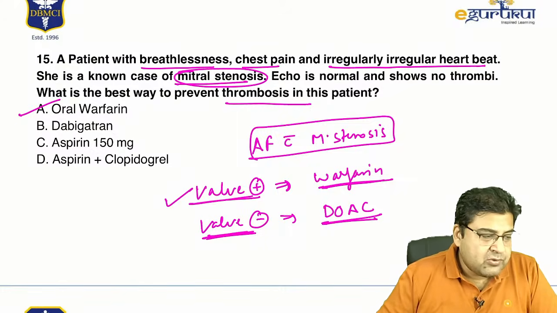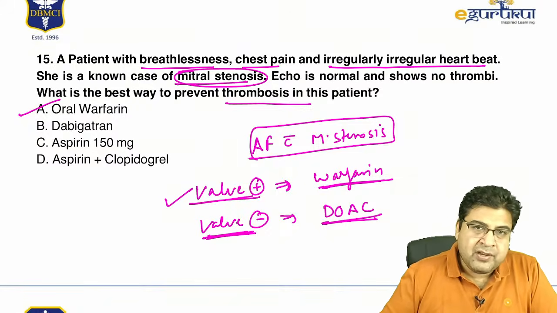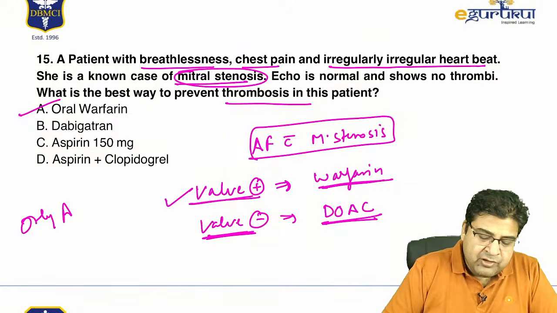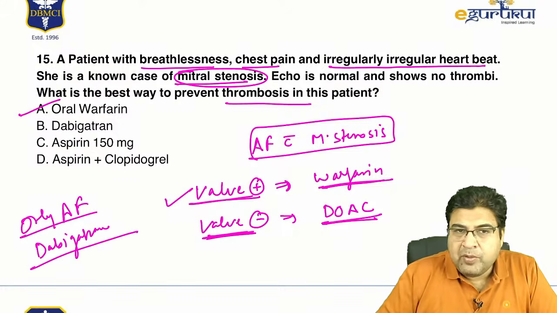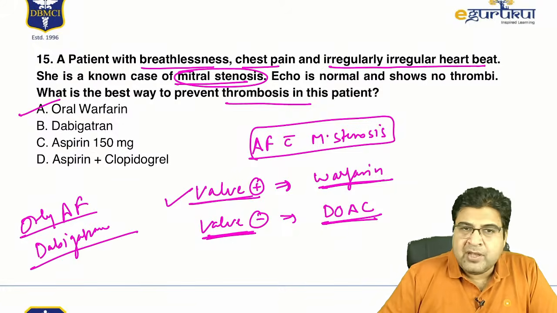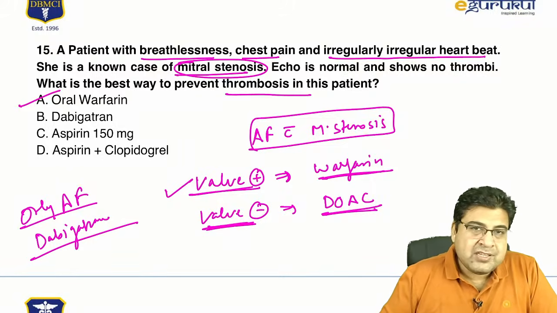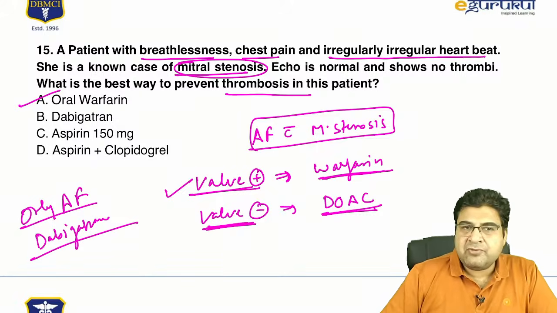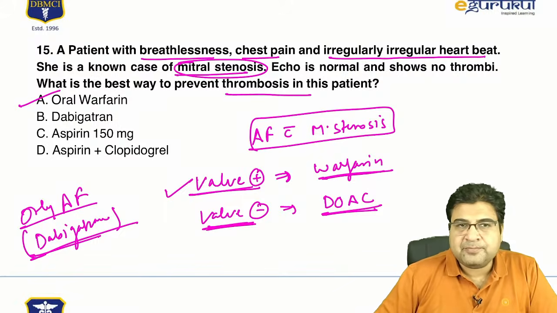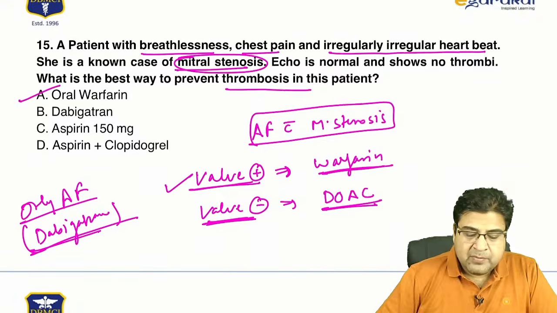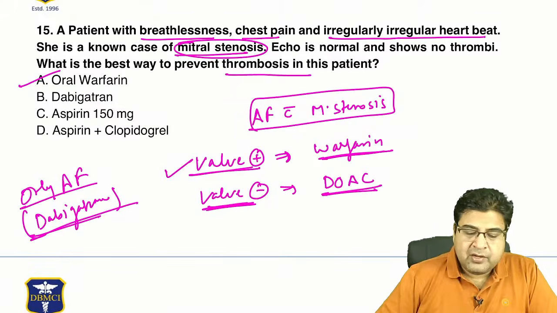Now, if this question is based only on atrial fibrillation, and mitral stenosis is not given, the patient is only a case of atrial fibrillation, then I would have marked dabigatran as the best answer. But here I will mark the warfarin because when the valve is involved, warfarin has the best results, and the directly acting medicines have less efficacy in cases where the valve is involved. If the valve history is not there, you will mark dabigatran. So question number 15, answer is A.